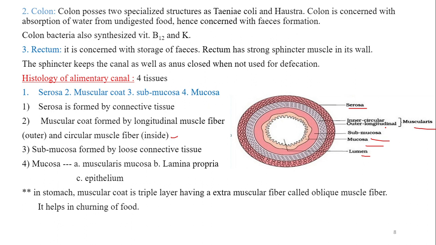Inner circular and outer longitudinal. Number 3, submucosa, which is formed by the loose connective tissue, and fourth is mucosa. Mucosa is divided into 3 parts: muscularis mucosa, lamina propria, epithelium. In stomach, muscularis is triple layered having an extra muscle fiber called the oblique muscle fiber. It helps in churning of food.